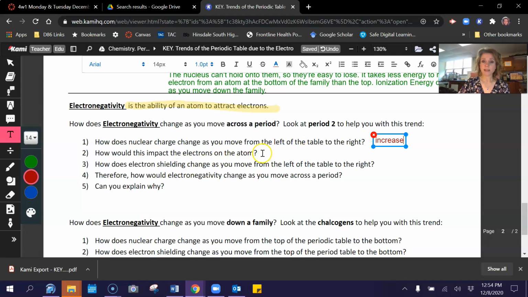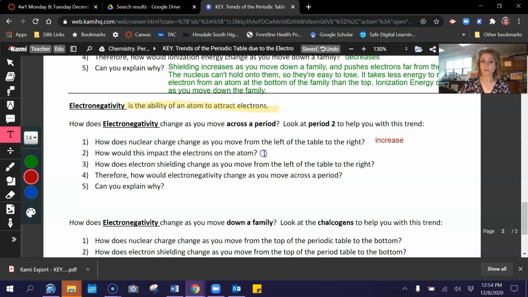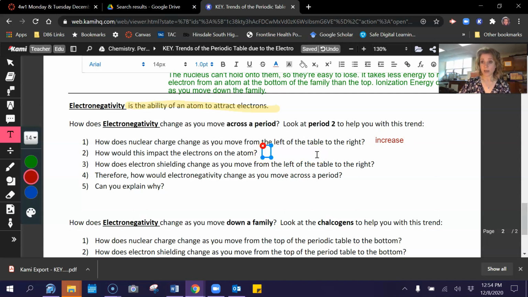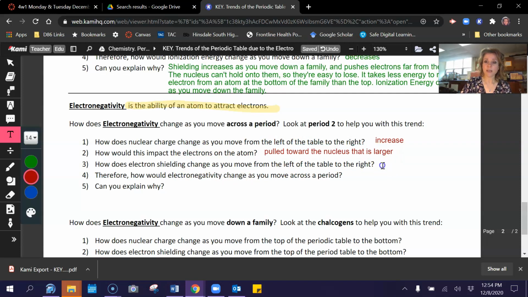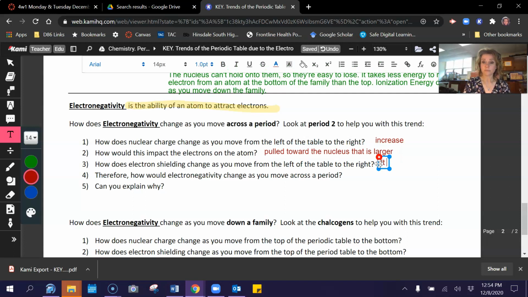And how does this impact electrons on the atom? Well, the bigger the nucleus, the better those electrons are pulled towards the nucleus. So electrons are pulled toward the nucleus that is larger. Number 3, how does electron shielding change as you move from the left of the table to the right? Well, it doesn't. Oops, it stays the same.